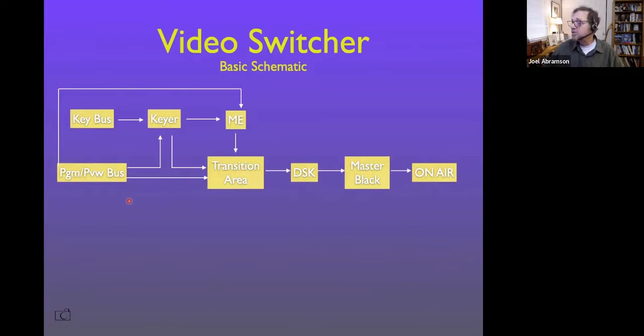Now, when you're looking at the switcher, all of this is just part of the switcher. But electronically, we have this area, and then the downstream key is after all of the transition and key and program and preview bus, and the master black is even after the downstream key, before going on air.